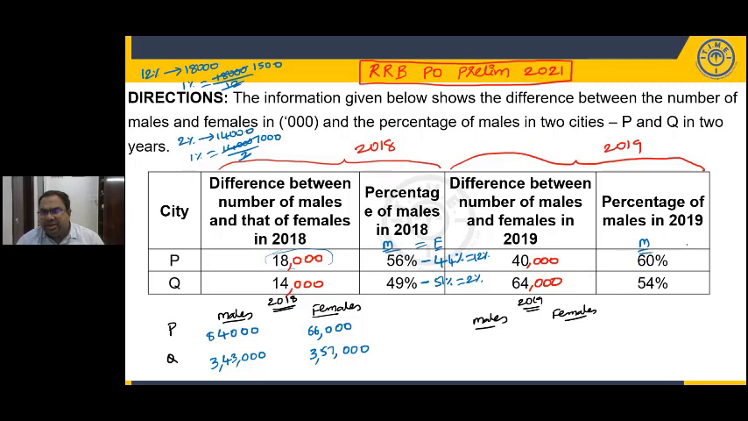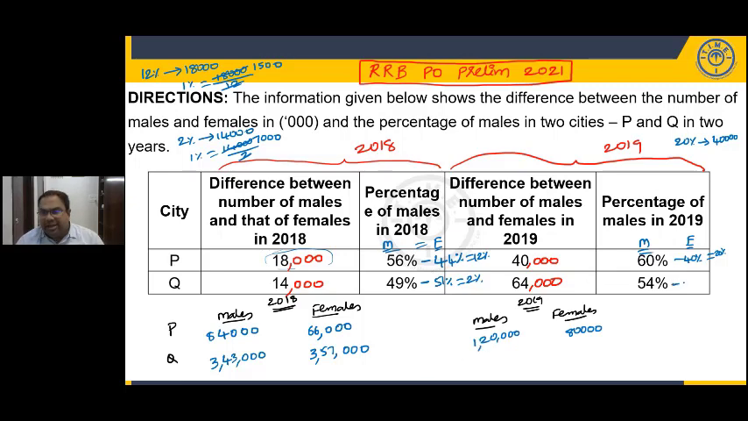This is male 60% now. Female should be 40 because total should be 100. So the difference is 20%, and the 20% value is 40,000. Simple. Females 40%, double, is 80,000. Male 60%, 3 times, is 1,20,000.